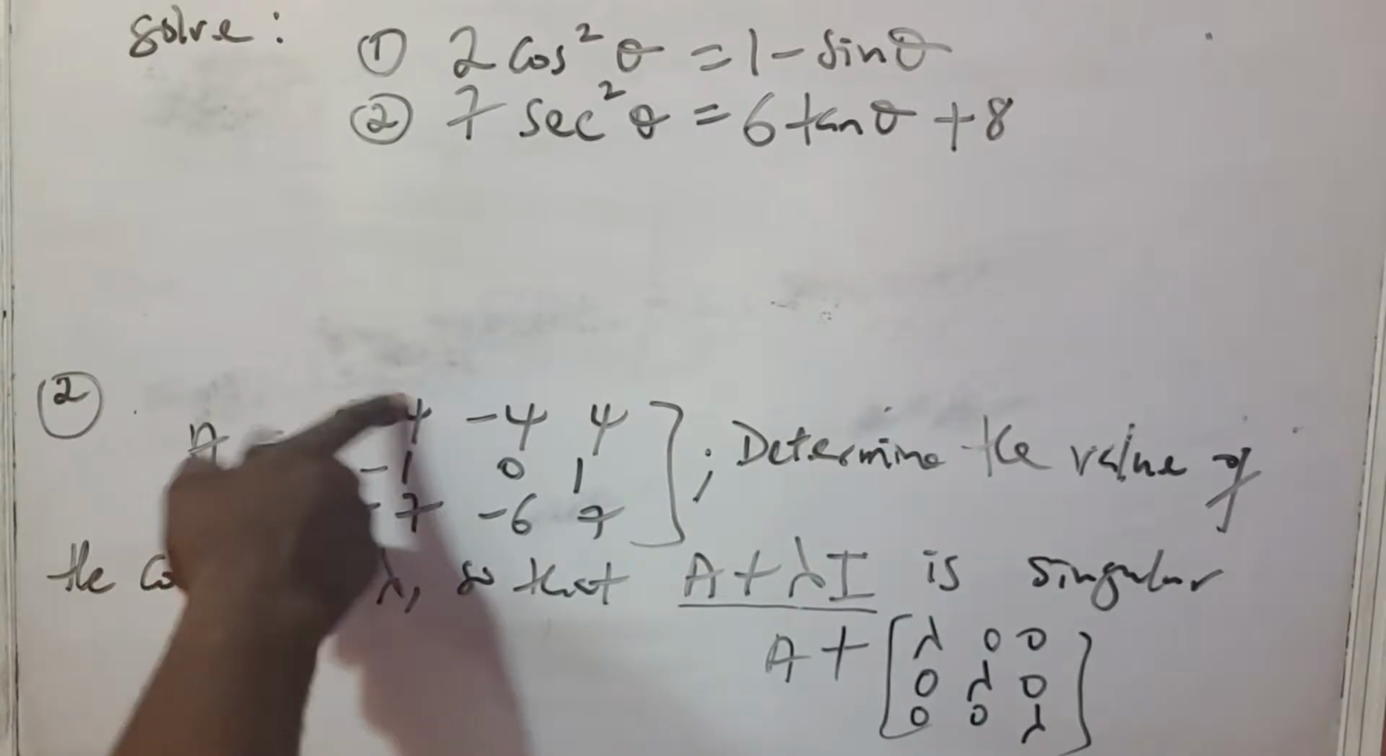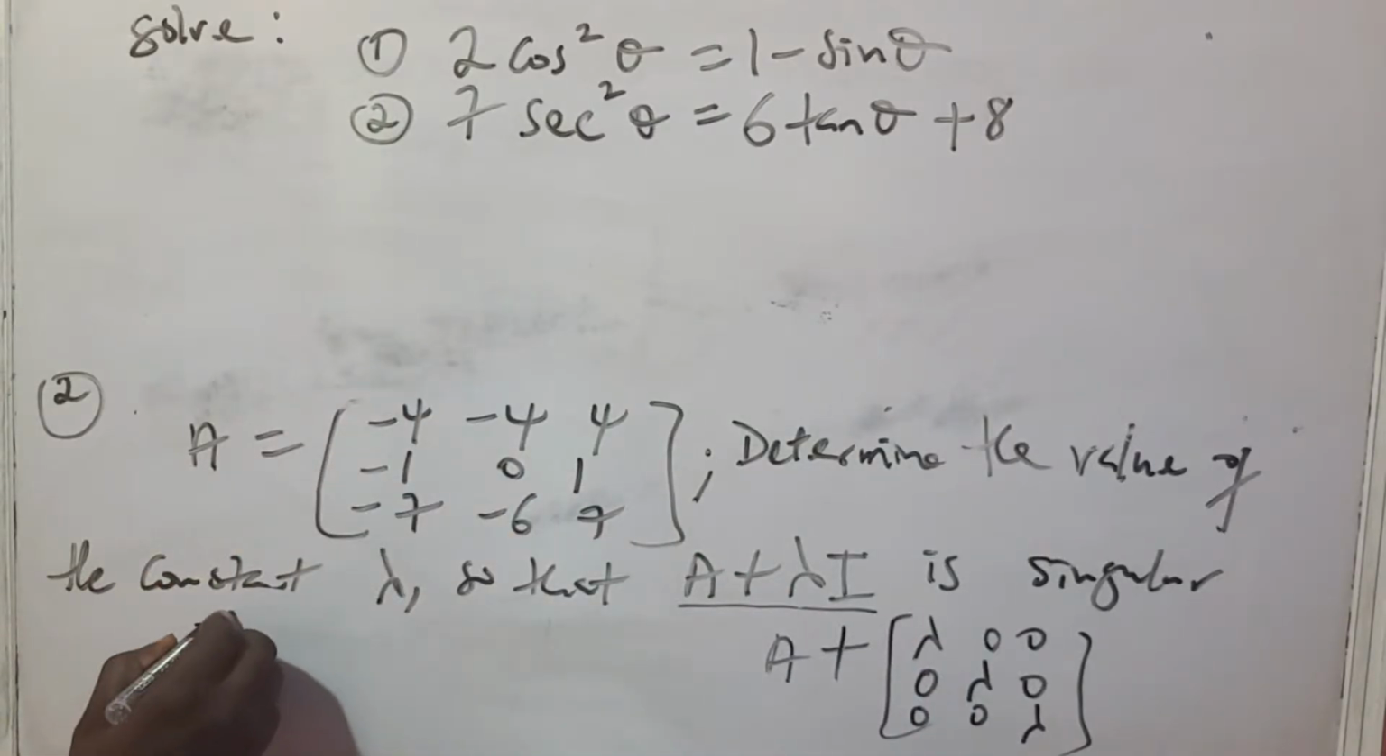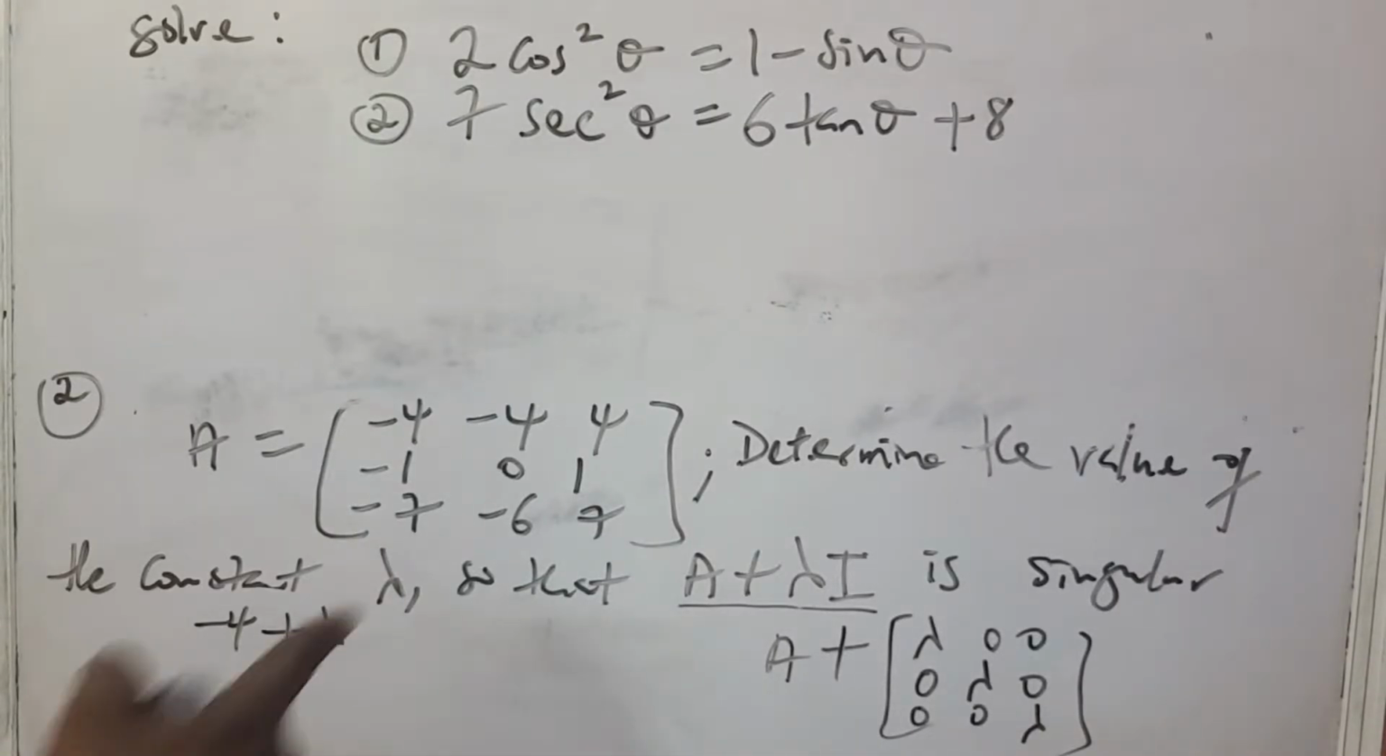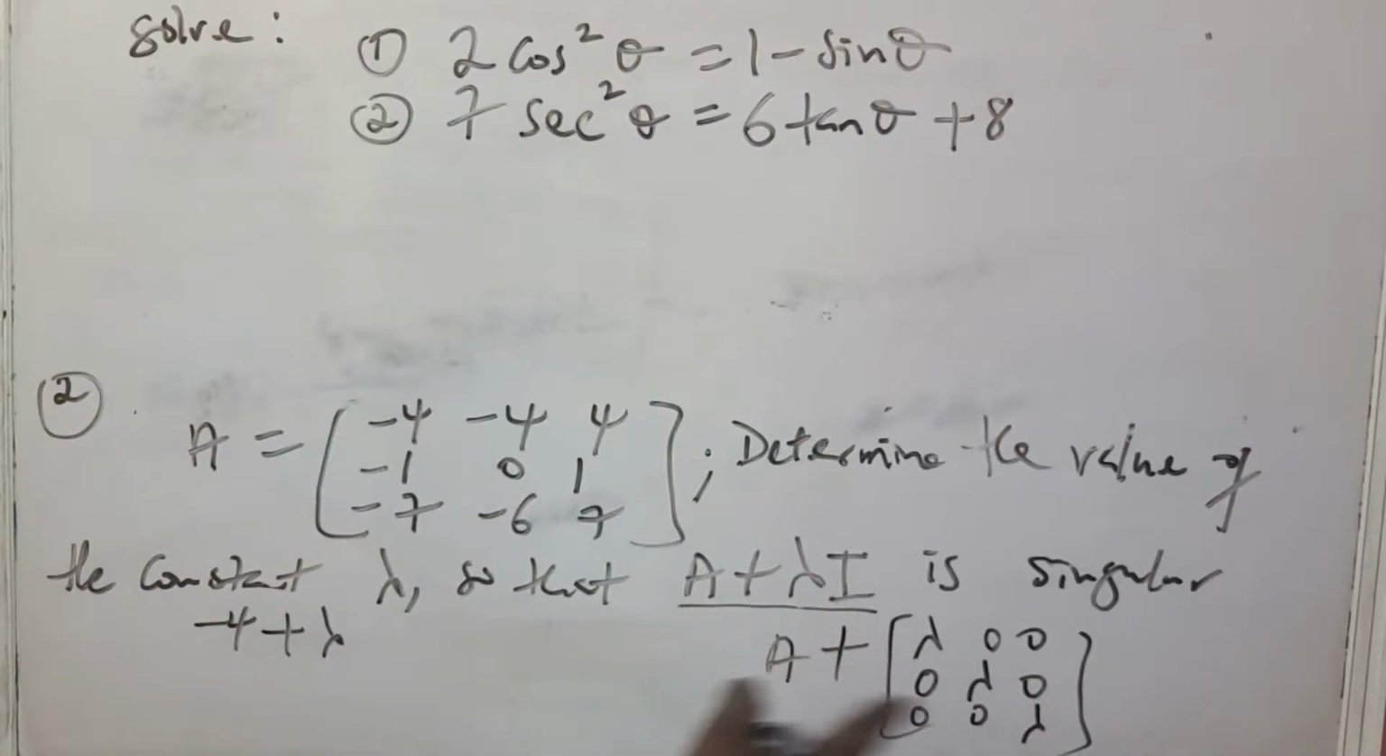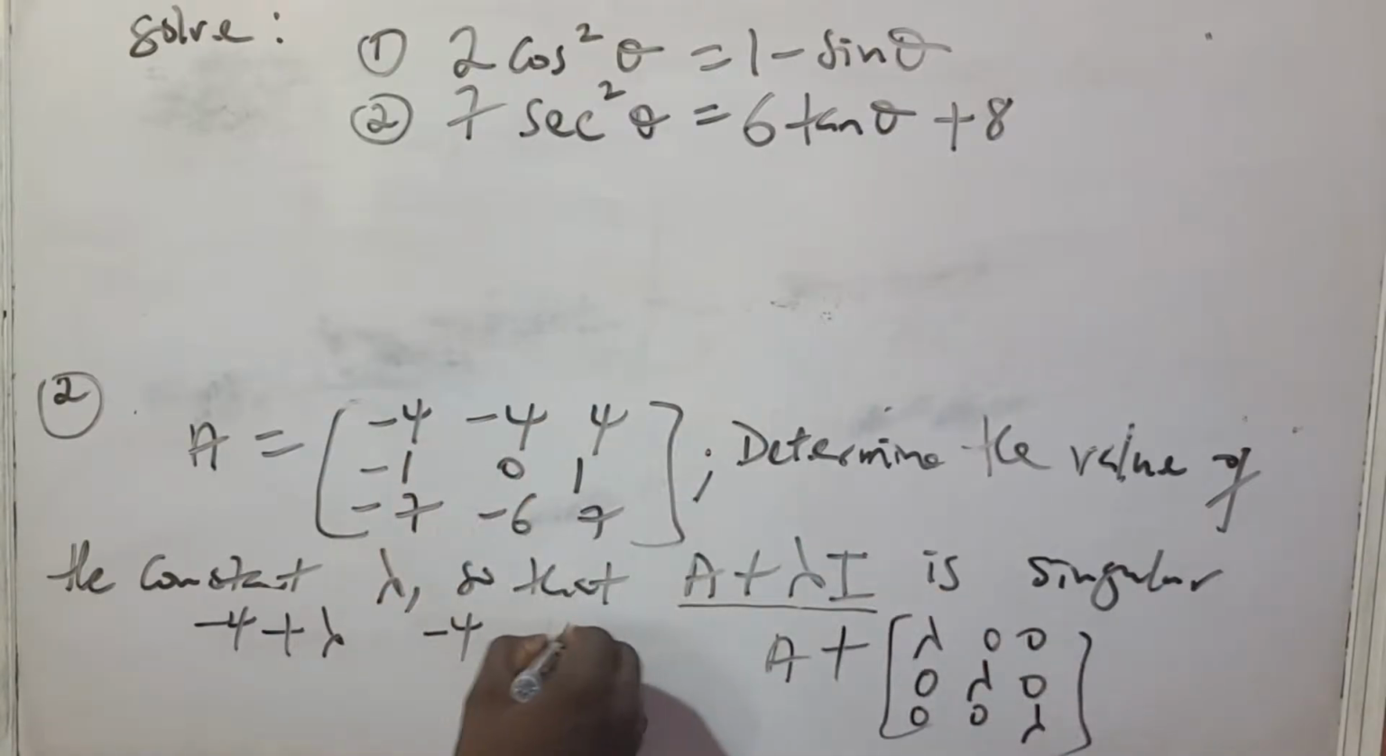Of course, this will be -4 plus lambda. We cannot put a final solution to that, so we have to write it like this. All right, then we have -4 plus 0. Don't forget we are adding them. -4 plus 0 will be -4, so we have -4. Then 4 plus 0, we have 4.